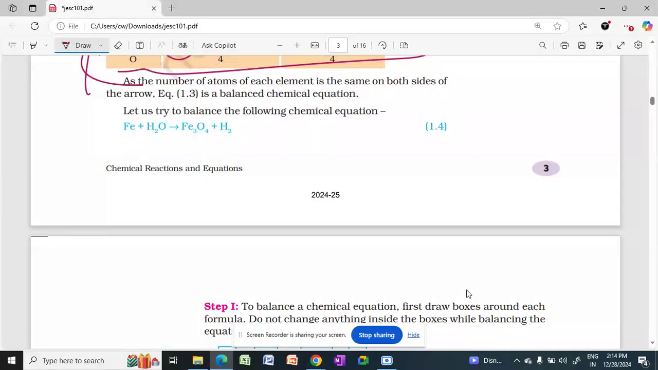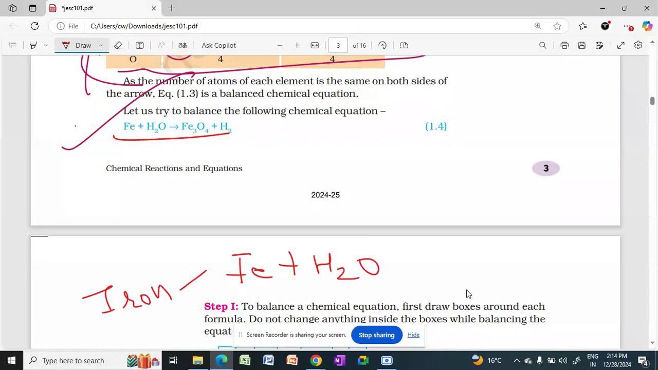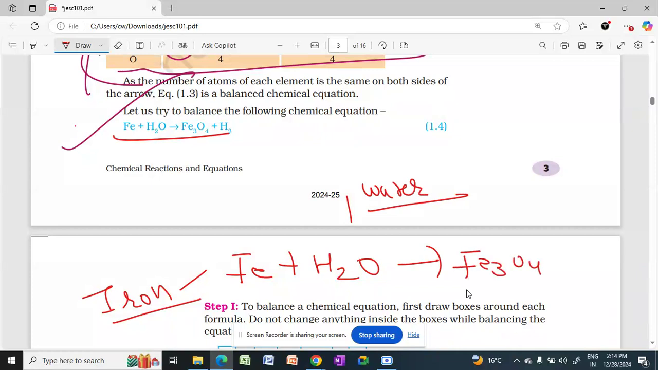And next, let us try to balance a chemical equation. For example, they give you a simple practice question here. Let's say I have Fe, the symbol of iron, and its reaction has been shown with H2O, that is your water. It will give Fe3O4, the oxide of iron, plus H2.